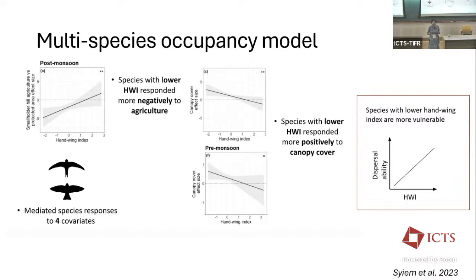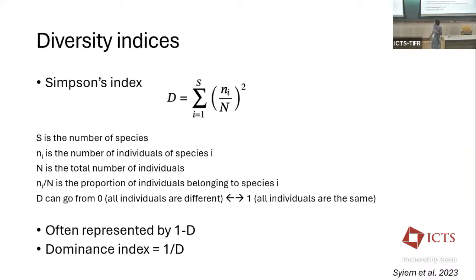So it's the species which are not good dispersers that are responding to whether there is a forest or not, and the species which are good dispersers are not responding as strongly. So you can look at things like that, right?